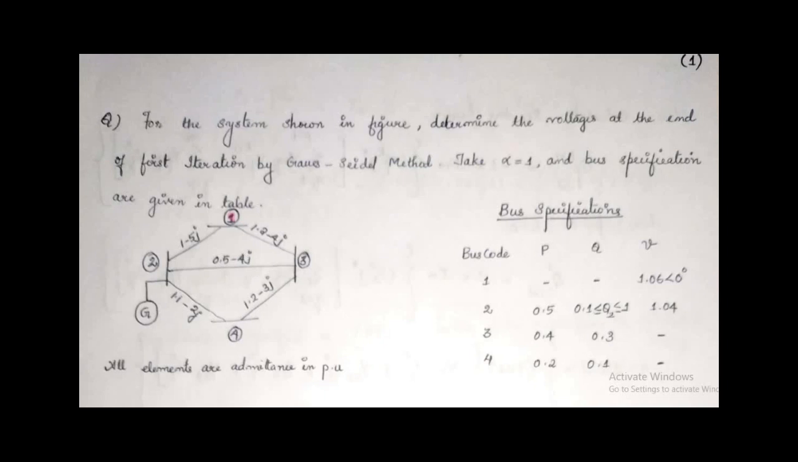Let's read it again. For the system shown in figure, determine the voltages. That means you are asked to calculate the voltages of each bus at the end of first iteration. You need to perform only one iteration, by using the Gauss-Seidel method, and you are asked to take alpha as equal to 1. What is alpha? Alpha is our accelerating factor. It is to be taken as 1.